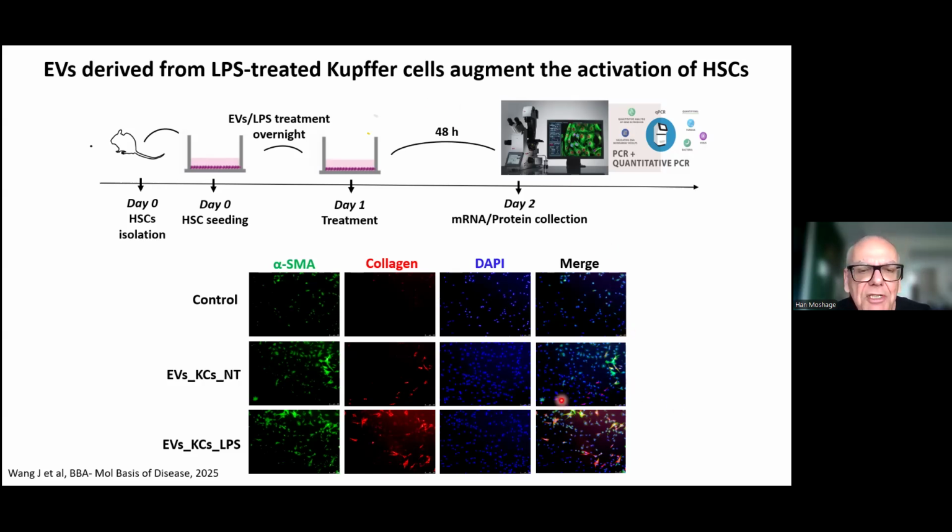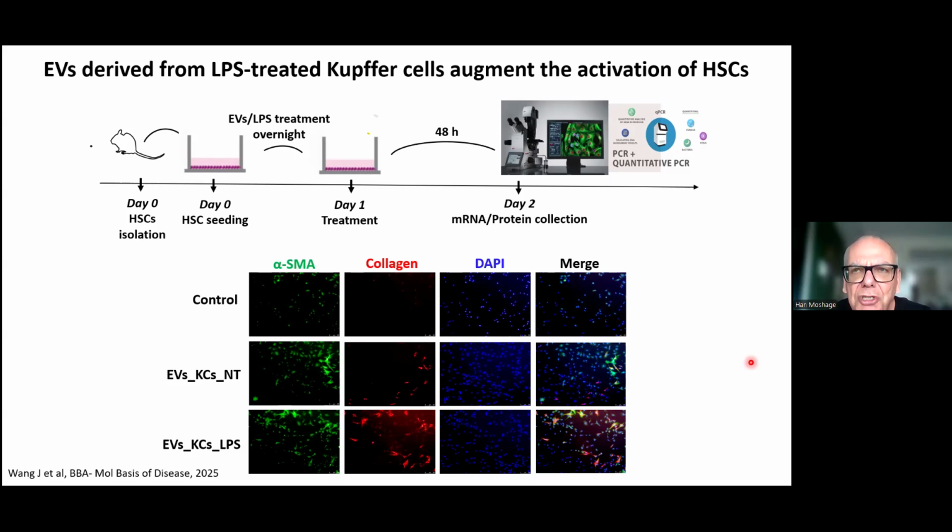And you can see that there is a difference. Again, here in red, we have the staining for collagen, scar tissue marker. And what is important is that the extracellular vesicles from activated Kupffer cells induce more collagen than from the normal Kupffer cells. And the same is true for alpha smooth muscle actin, another marker of stellate cell activation. So this means that activated Kupffer cells are stronger inducers of stellate cell activation and fibrosis than normal Kupffer cells, and that this effect is mediated via extracellular vesicles.